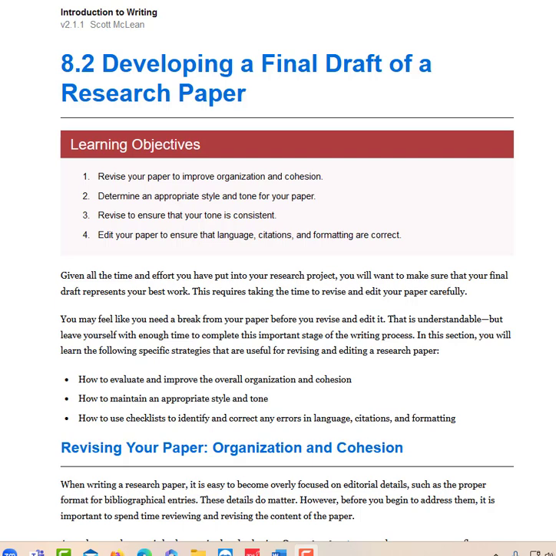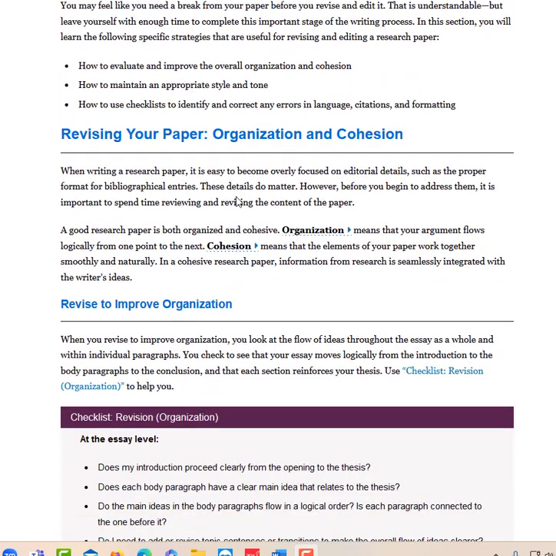You may feel like you need a break from your paper before you revise and edit it. That is understandable, but leave yourself with enough time to complete this important stage of the writing process. In this section, you will learn the specific strategies that are crucial for revising and editing a research paper. Revising your paper, organization, and cohesion.